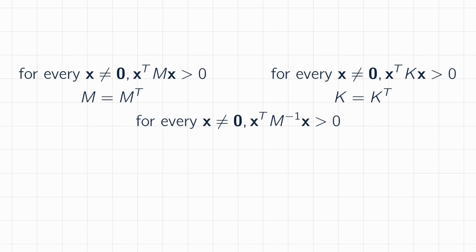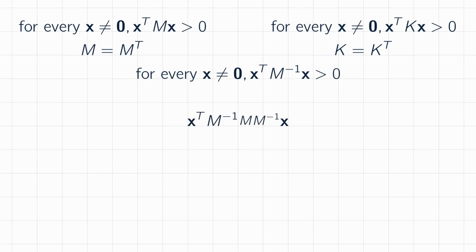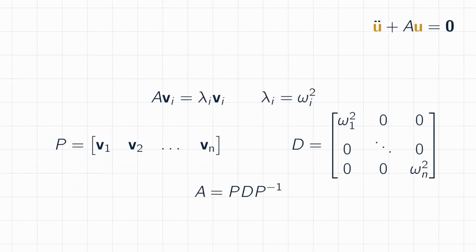Can you follow all the steps on the screen? Feel free to pause the video and check each step. Finally, the product of two positive definite symmetric matrices, M inverse and K, has strictly positive eigenvalues. That means that our approach of presenting eigenvalues as squares of some real numbers is totally valid.